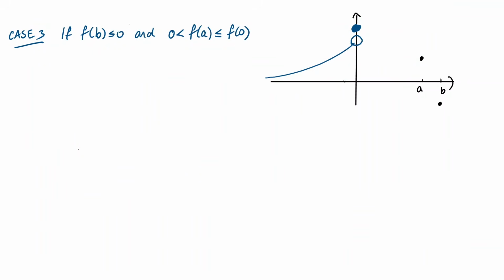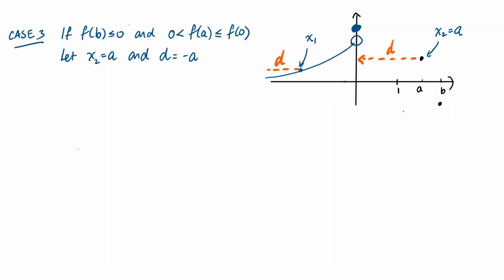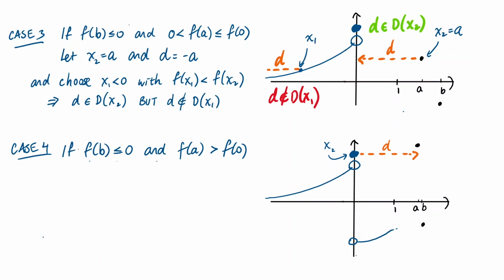Now we're going to have f of b still being negative, f of b less than or equal to 0, and now we're going to put f of a between 0 and f of 0. In that case, we can let x2 be equal to a and d be negative a. Moving left by d from x2, which is equal to a, gets us up to f of 0, which is definitely an increase, so that's good. But again, we can choose x1 to the left below x2, and moving d to the left definitely is going to be a decrease.